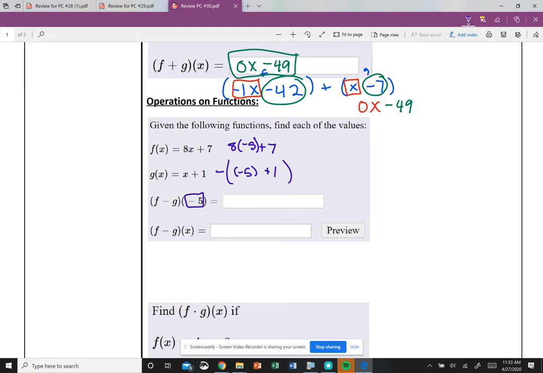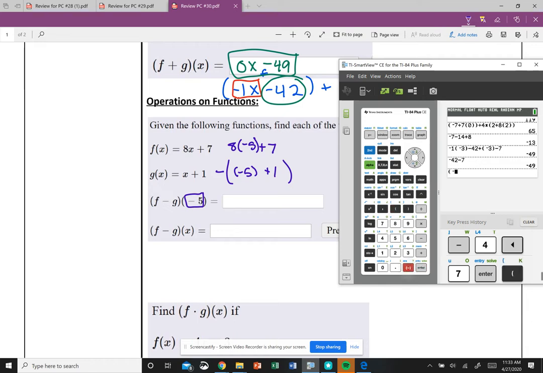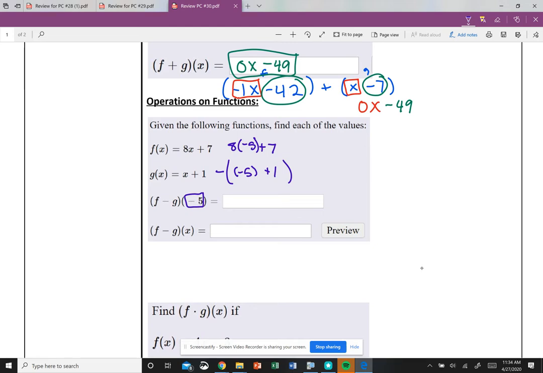So I pull out my handy dandy calculator, and I do 8 parenthesis -5 close parenthesis plus 7. There we go. And then I'm going to subtract, and then in parentheses, do parentheses -5 plus 1, and then close parentheses. And I get -29. If you do not put parentheses around that second equation, you will get the wrong answer every single time.